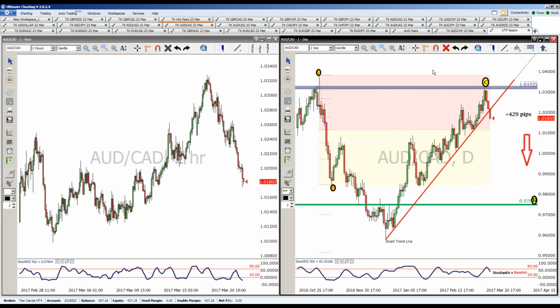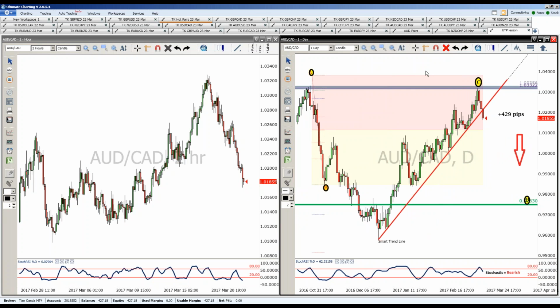So there's the daily chart. We're heading from the C to the D. Let's type it here because that watermark is a bit transparent. So that's the daily.